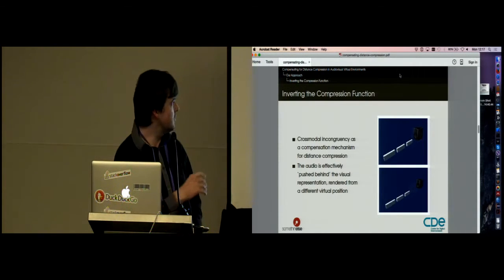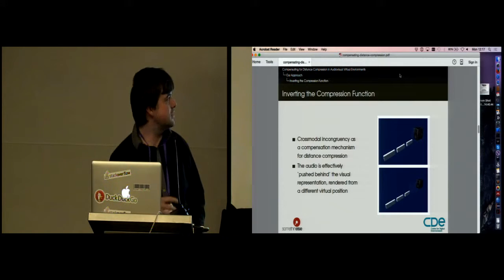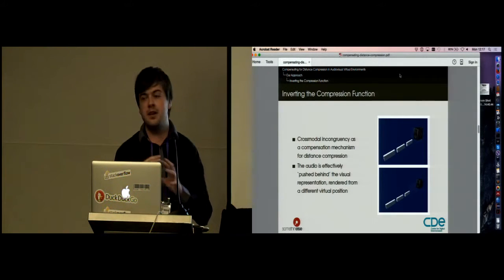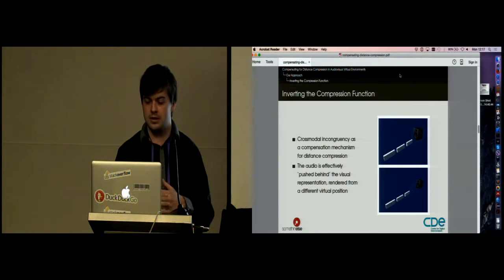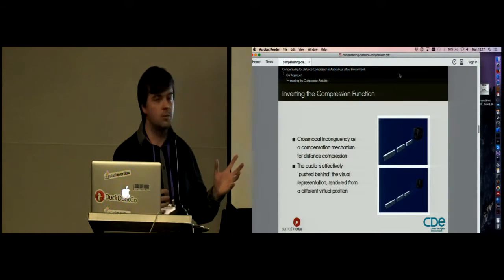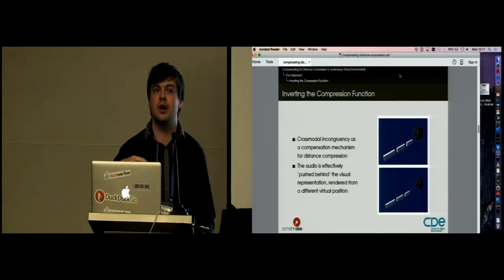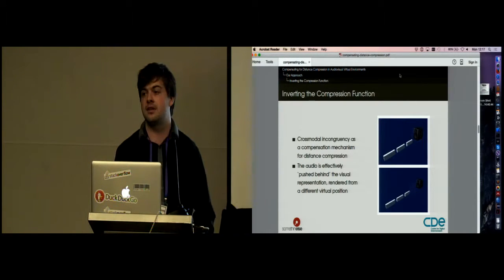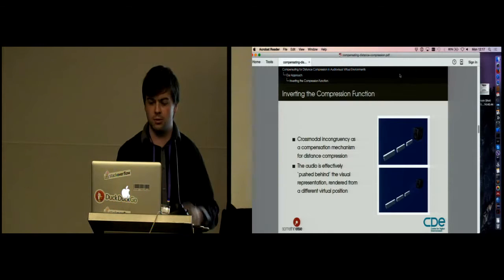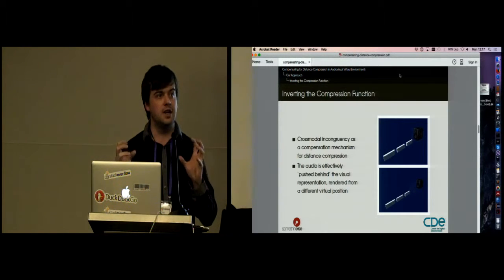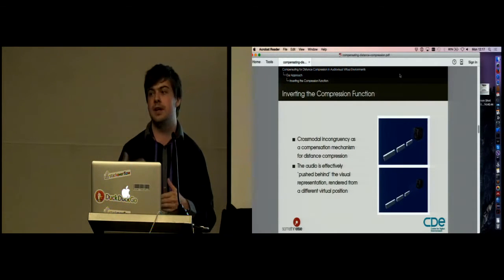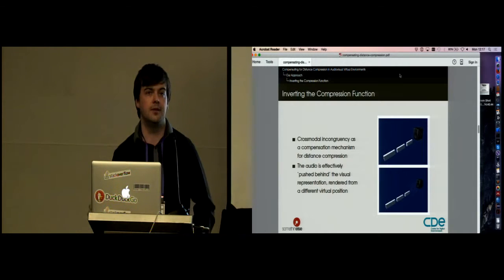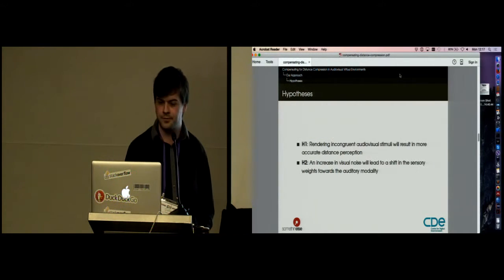What we get here, I don't know if you can see that very well on the projector, is essentially an incongruency effect in the audio and the visual components of an object in VR. For example, the visual component is rendered at a certain position, but the audio is effectively pushed back based on that equation that we saw earlier. So we've separated the acoustics and the visual geometry of the space in order to create an incongruent environment that is more perceptually accurate with respect to this compression problem.